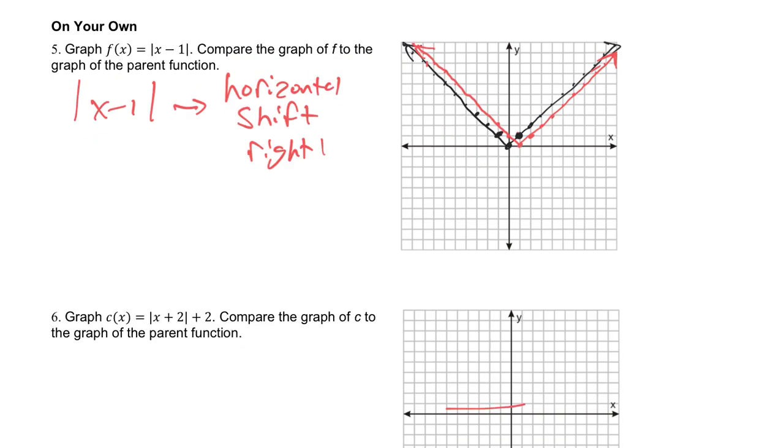All right, so you can see from my screen here that the x minus 1 was a horizontal shift to the right 1, and then we had the graph that corresponds to that. So you can see the graph compared to my parent function. Okay, I want you to now go ahead and pause the video and do number 6 on your own, and then come back and I will show you my graph and I will explain the transformation. So 3, 2, 1, go.